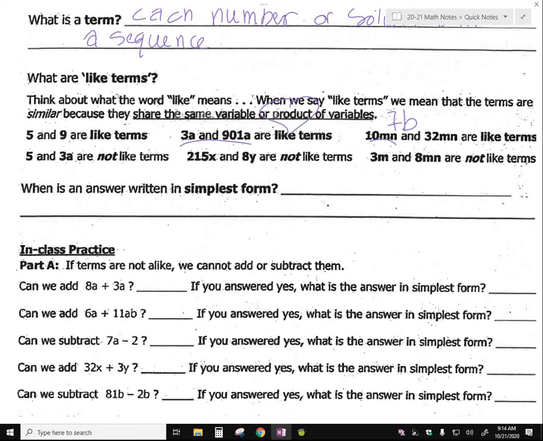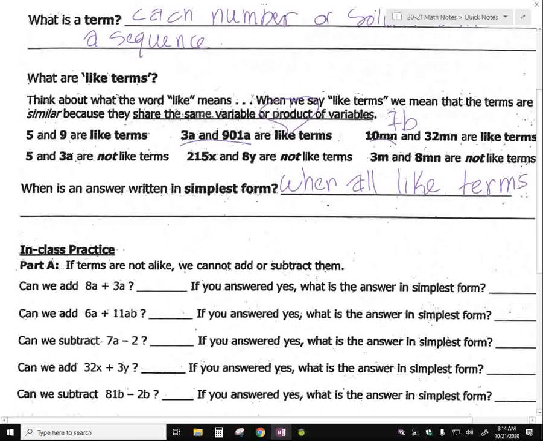So when is an answer written in simplest form? When all like terms are combined. It's when all like terms are combined. When all like terms are combined.